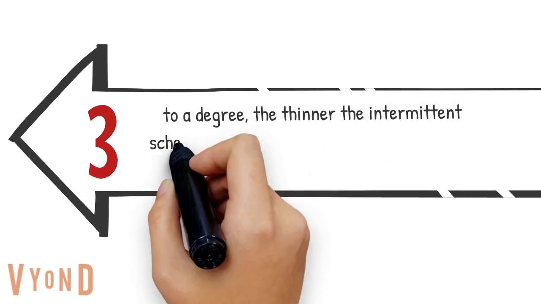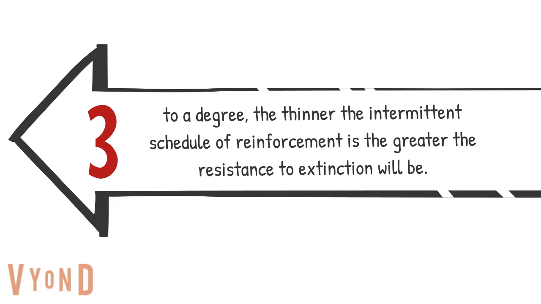And the third statement is that the thinner the intermittent schedule of reinforcement is, the greater the resistance to extinction will be.